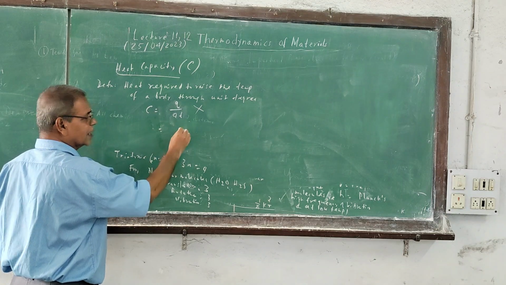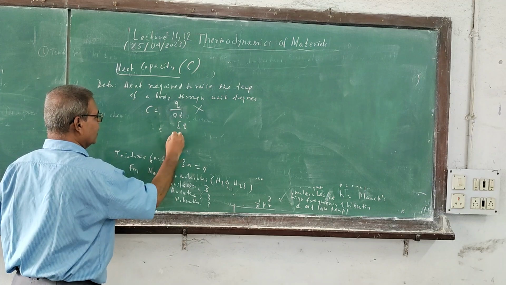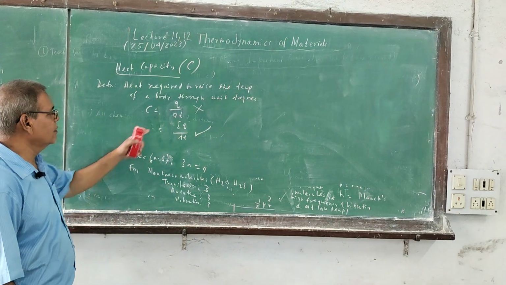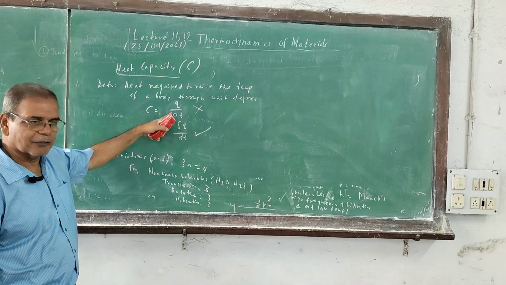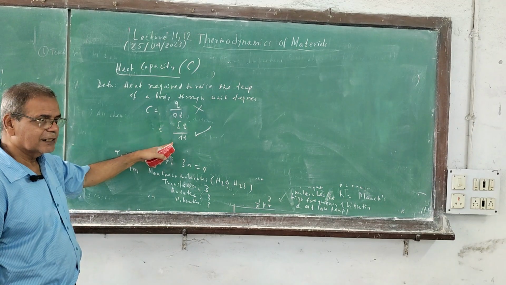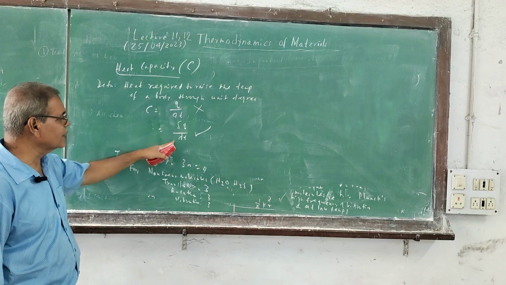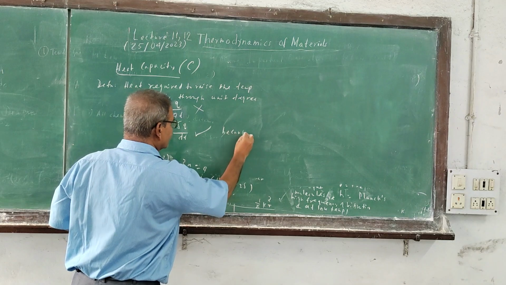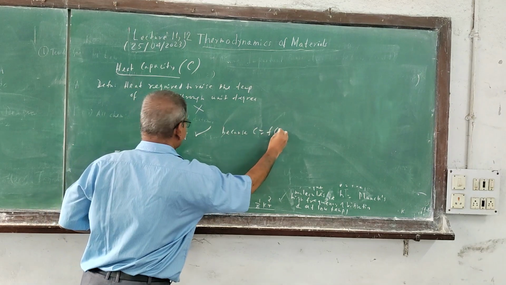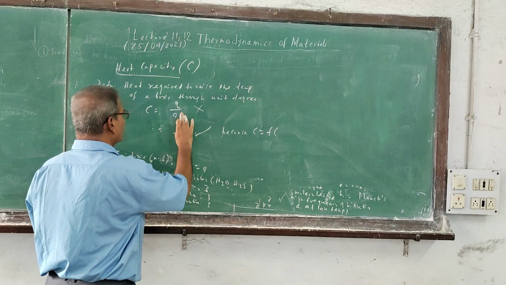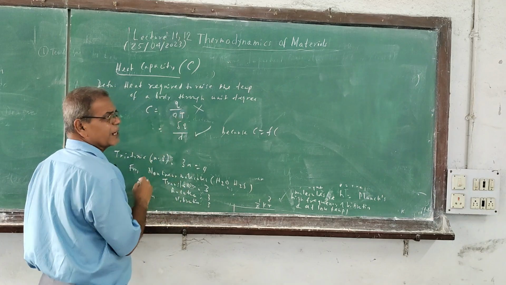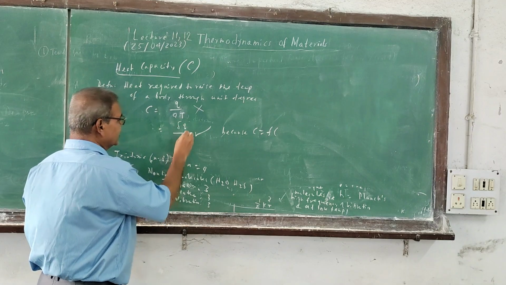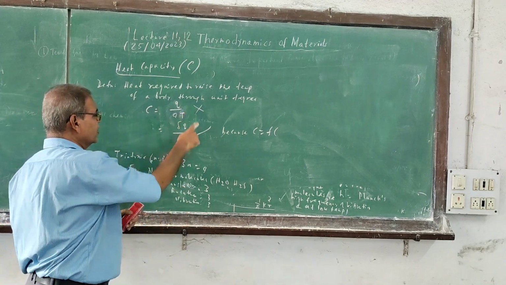Noting that, why? Explain why this is a correct statement. Why is this not valid but this, the differential, is valid? Why? Because C is a function of temperature. Oh, I'm very sorry, delta T is the temperature, and this T is time. Sorry, it is wrong, it is right.